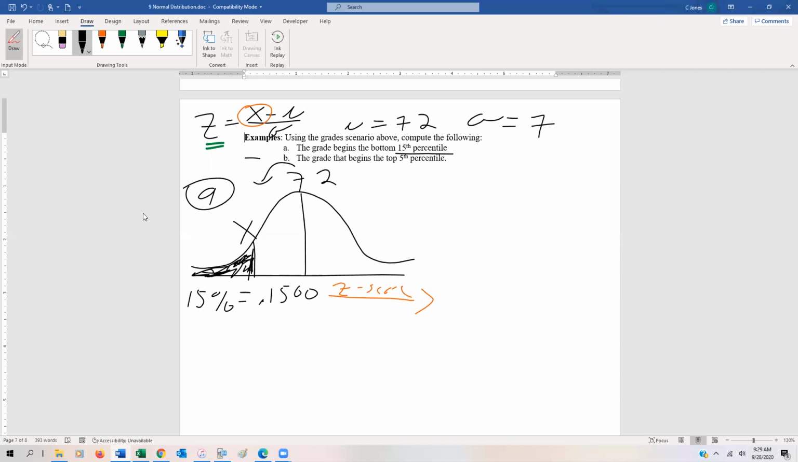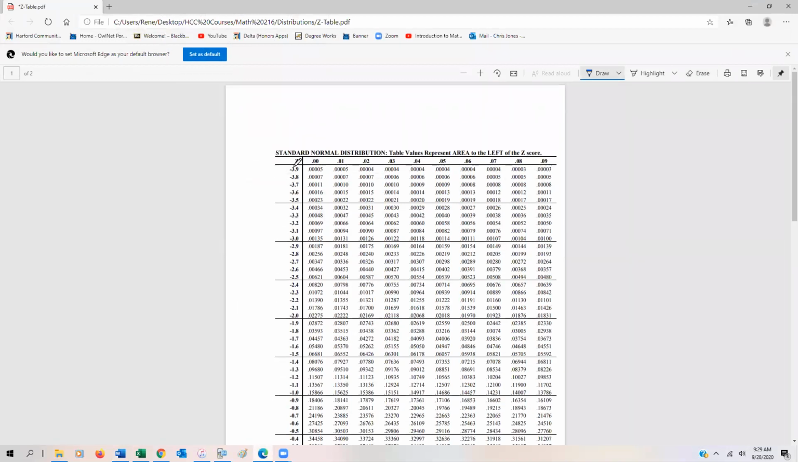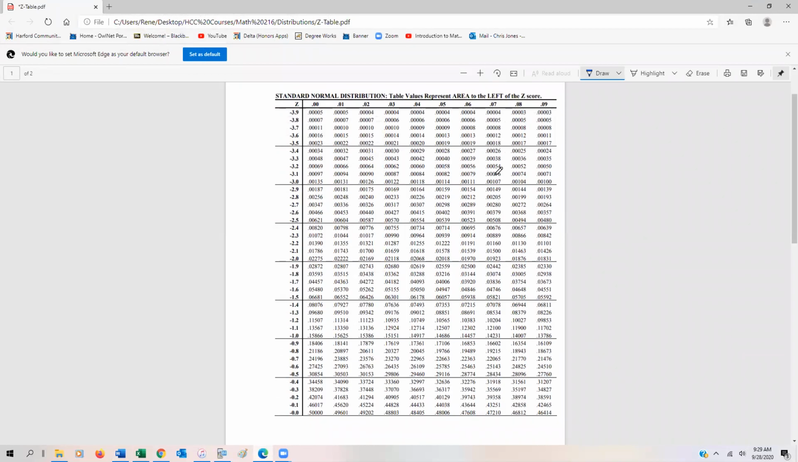So let's see if we can find 0.1500 in our table. We're on the negative side, so we need to make sure that all the z's are negative. Usually we look up 0.15 and try to go into the z-score, but we don't care about the z-score yet, we care about the area. So we're going to look in the table, and right here is what we're trying to find. We just have to do some searching. That's 0.015, excuse me, that's not correct. We're looking for 0.15, so that's going to be a little bit further down.